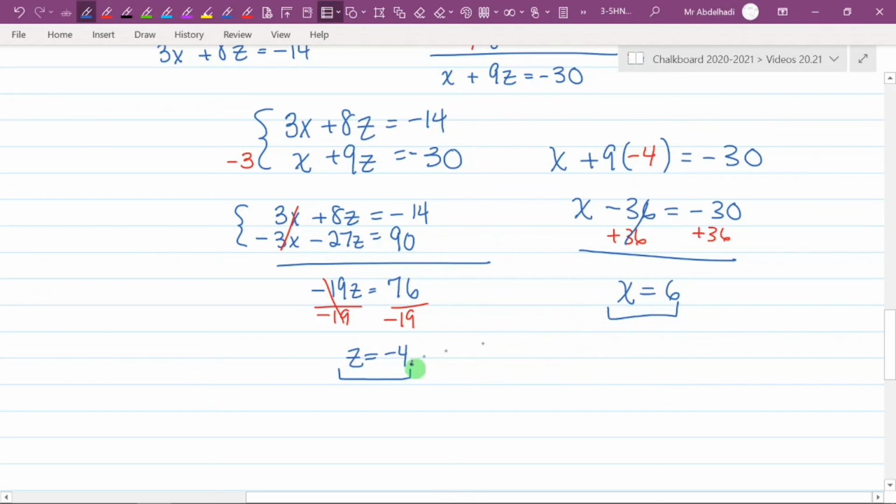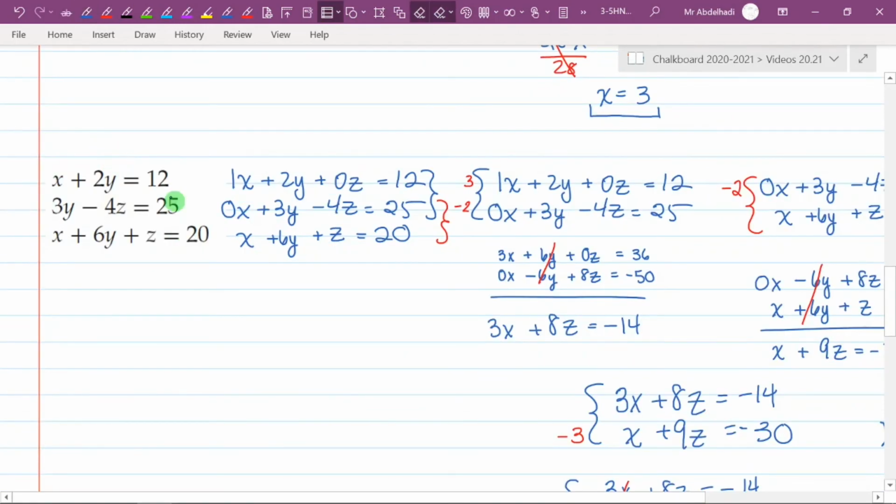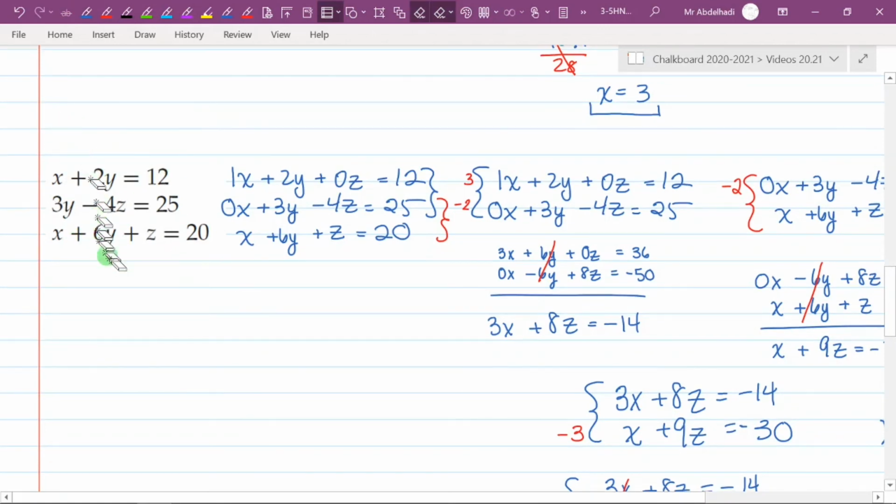We take those 2 variables, we go way back to the original problem now. I need to find y. So you could choose whatever one is easiest. What you're really going to do is just look at this. You know that x equals 6 and z equals negative 4. You're just going to say, all right, which one's going to give me my y the quickest?